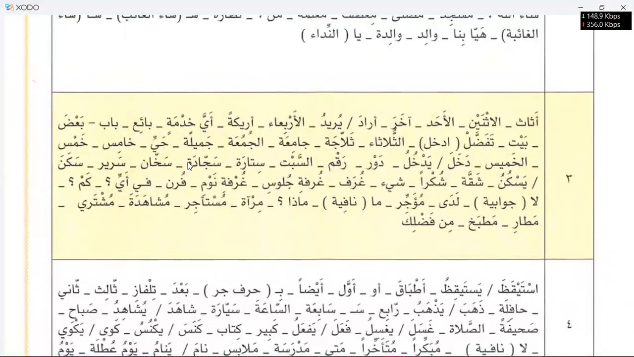He entered. Yadkhulu, he is entering. Dar means floor. Rakumu is number. Asabd is Saturday. Sitara is curtain. Sajjada is rug. Sakhanan is a geyser, water heater. Sarirun is bed. Sakana, he lived. Miss Karima.